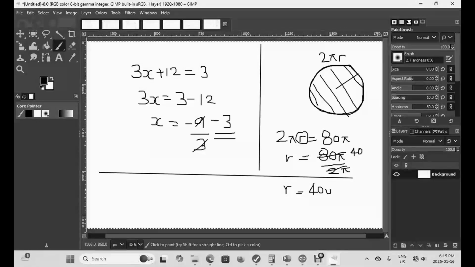Units could be meters, centimeters, feet, what have you. And pi has to do with the value 3.14. Fortunately, we don't need that value over here for substitution. Your r will be 40 units.